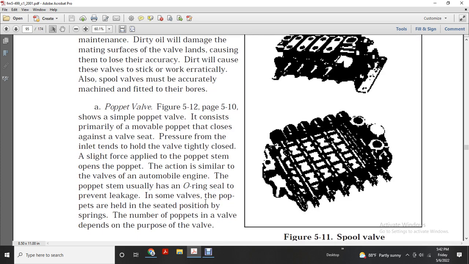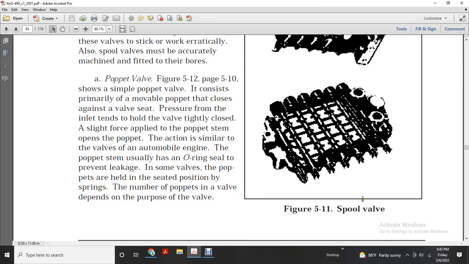Poppet valve, figure 5.12, shows a simple poppet valve. The primary moving part is the poppet, which closes against the valve seat, with pressure inside keeping the valve tightly closed. A slight force applied to the poppet stem opens the poppet, an action similar to the valve of an automobile engine. The poppet stem usually has an O-ring seal to prevent leakage. The poppets are held in the seat position by a spring, and the number of poppets in the valve depends on the purpose of the valve. Figure 5.11 shows the spool valve.